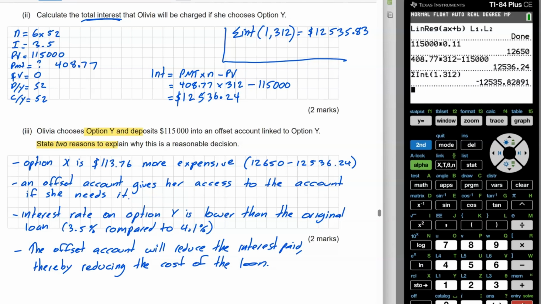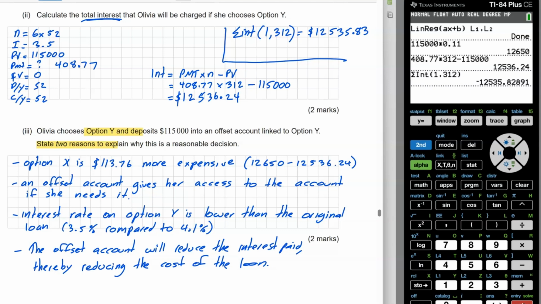Okay, sorry. So firstly, option X is $113.76 more expensive. If we shut down the loan straight away, we pay a very expensive closing fee, and so that makes it a little bit more expensive over time. An offset account means that she can withdraw money if she needs it. The interest rate in option Y is at a lower rate than the original, so it's 3.5 now compared to the 4.1% originally, so we are making some progress there.